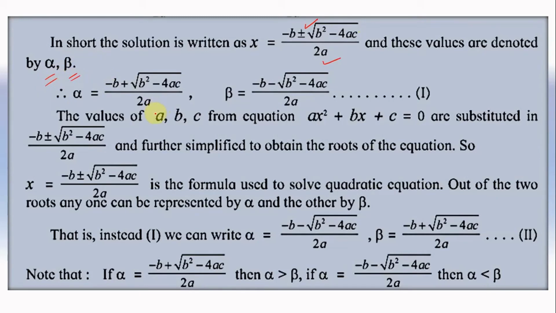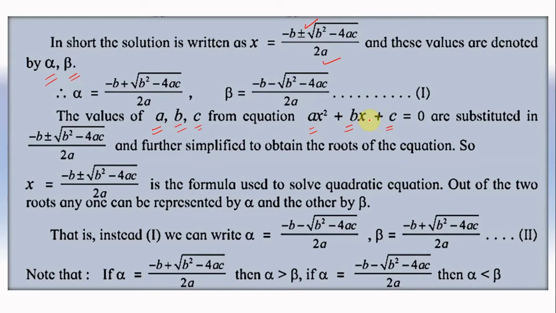One can be alpha, the other can be beta. Alpha can be positive, beta can be negative. And what are these a, b, c in the equation? From the equation we know that in the standard form it is ax square plus bx plus c, the coefficients and the constant. So if a quadratic equation is in the format of ax square plus bx plus c, we will substitute in this formula to get the answer.